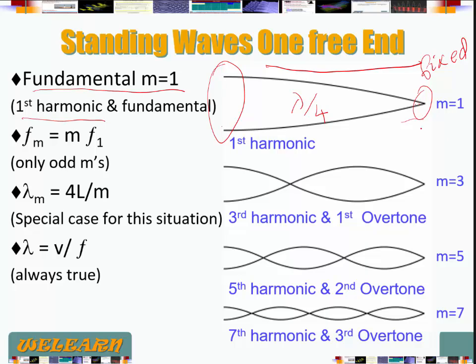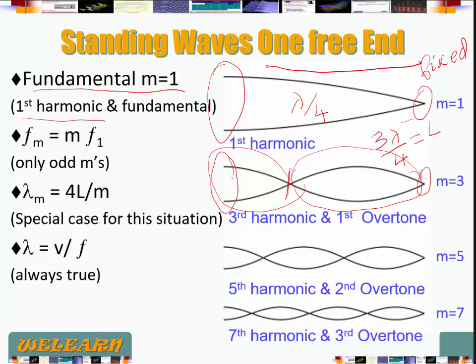What's interesting is when we go to the next mode, we still have a node at the fixed end, and we still have an antinode at the free end. So when we fit a node in the middle, we end up having a segment and a half, or in other words, the length of the string is going to be 3 lambda over 4.